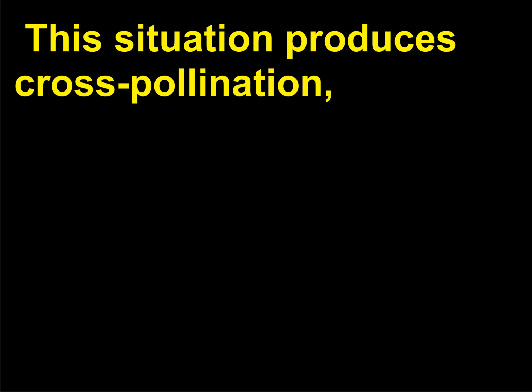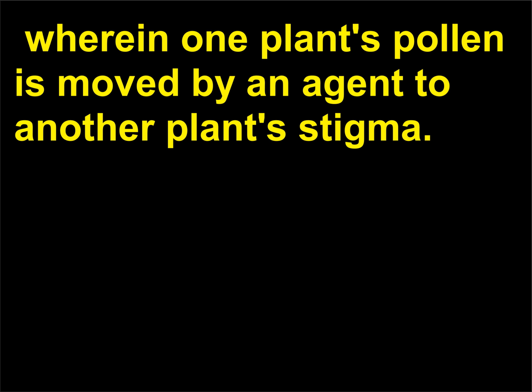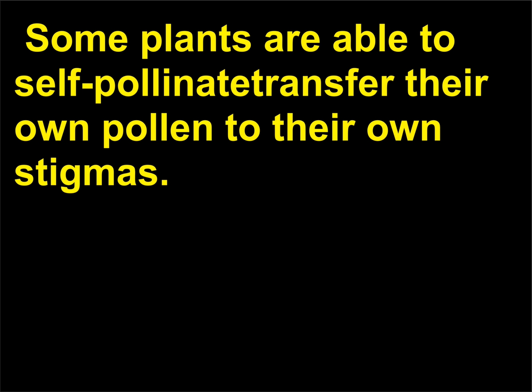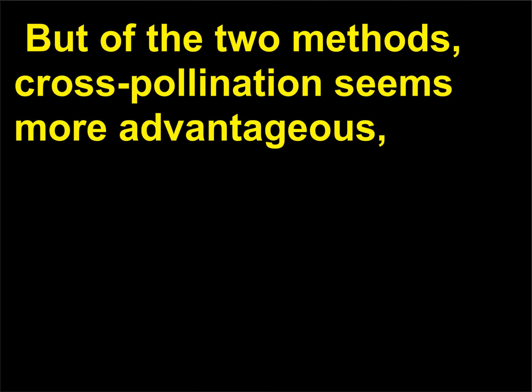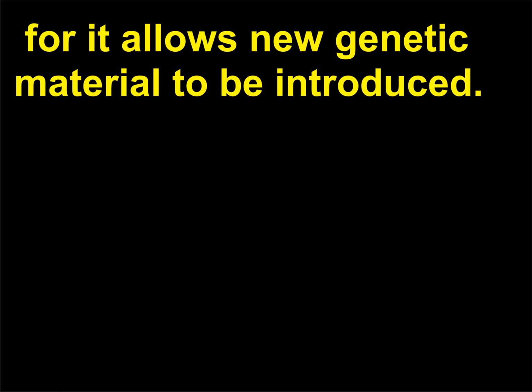This situation produces cross-pollination, wherein one plant's pollen is moved by an agent to another plant's stigma. Some plants are able to self-pollinate and transfer their own pollen to their own stigmas. But of the two methods, cross-pollination seems more advantageous, for it allows new genetic material to be introduced.